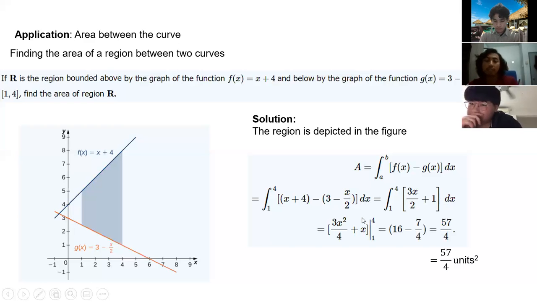After we solve the question, we integrate it. So 3x squared over 4 plus x, with limits 1 to 4. The next step, we substitute x with the upper limit 4, so it's 16, and then minus, we substitute x with 1, which is 7 over 4. So the answer is 57 over 4. The final answer is 57 over 4 unit squared.